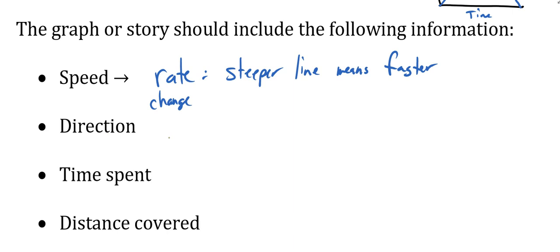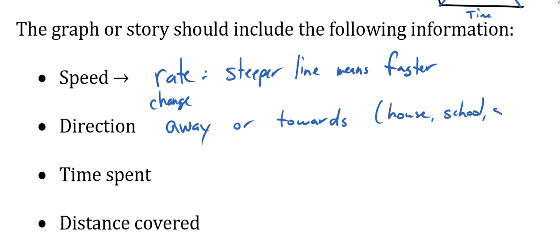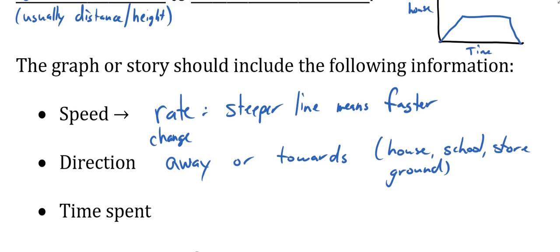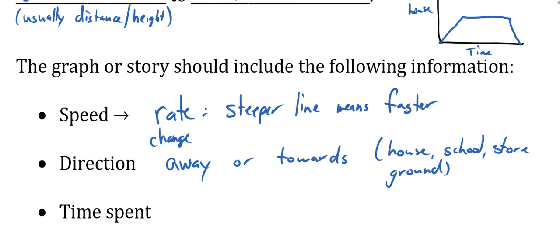So direction is usually, are we going away or towards? And it's going to be something like the house, school, the store, the ground, if it's height. You don't want to be going towards the ground too quickly. And so again, in my little graph up here, at one point, as I said, I'm moving away from the house. At one point, I'm moving towards the house.